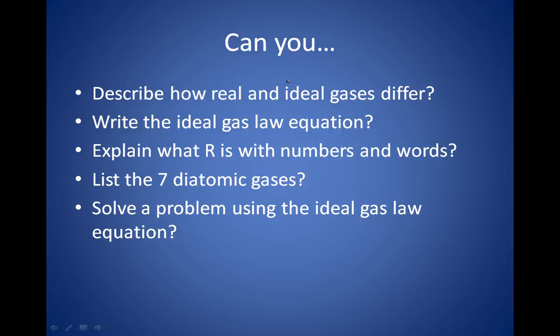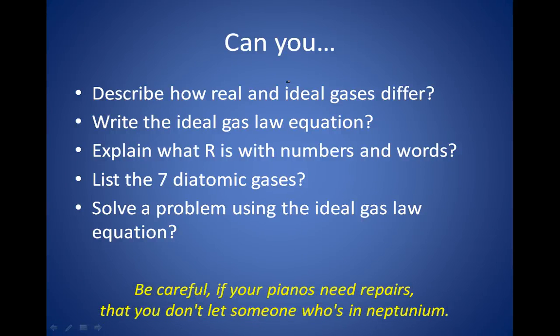Okay, folks, if you can do the following things, you are done for today. First, you need to be able to describe the differences between real and ideal gases. You need to write the PIV-NERT ideal gas law equation, and know what R is with numbers and words. You need to be able to list the 7 diatomic gases, the Hofbrinkels, and solve a problem using the ideal gas law equation.